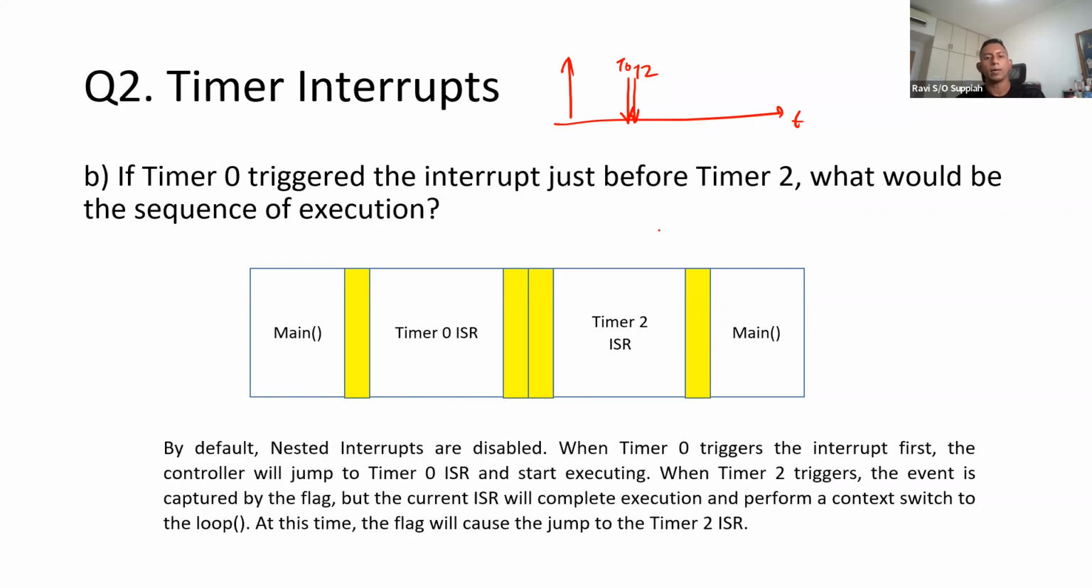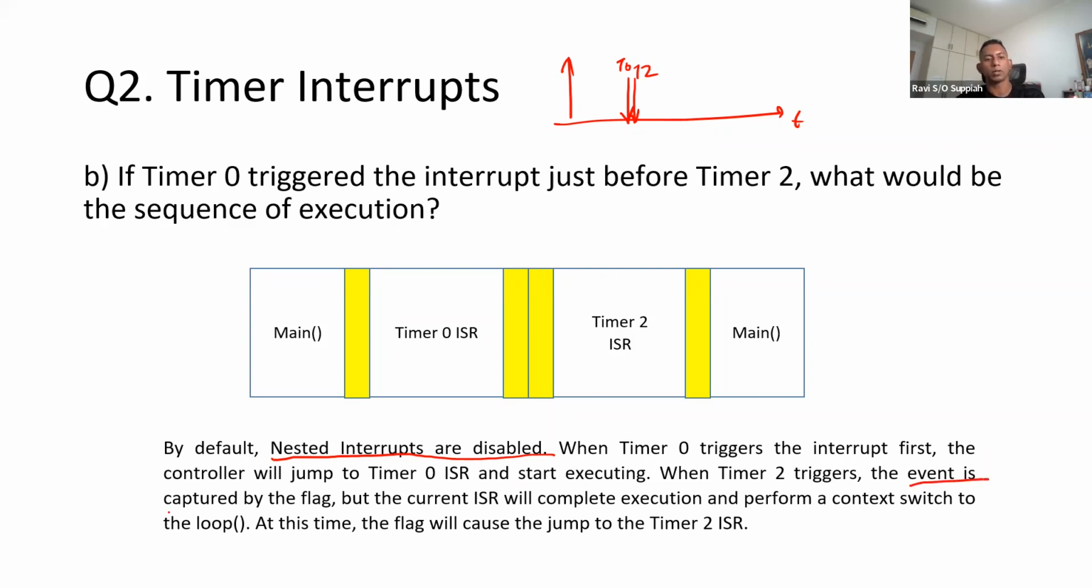Now, this is because the default behavior of Arduino is to disable nested interrupts. So by default, nested interrupts are disabled. When they are disabled, it means that when I'm currently servicing one interrupt and another interrupt comes in, the event is captured.